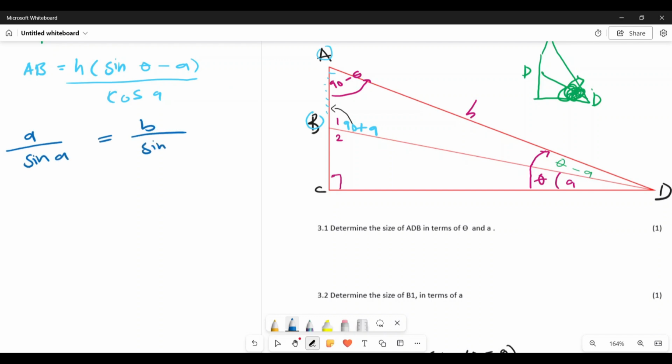So now substituting my line AB over sine, the angle opposite to AB, which is theta minus A, this is equal to, now I'm going to be focusing on triangle ADB, the upper triangle. So this is going to be my main focus. So now, what other line do I have?